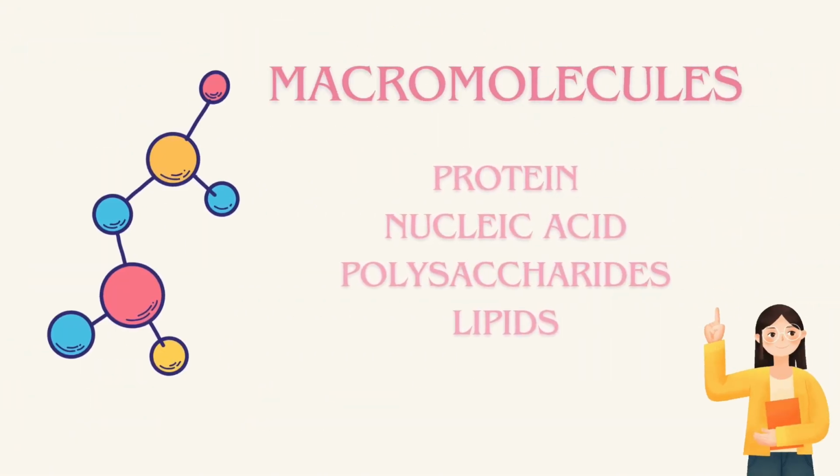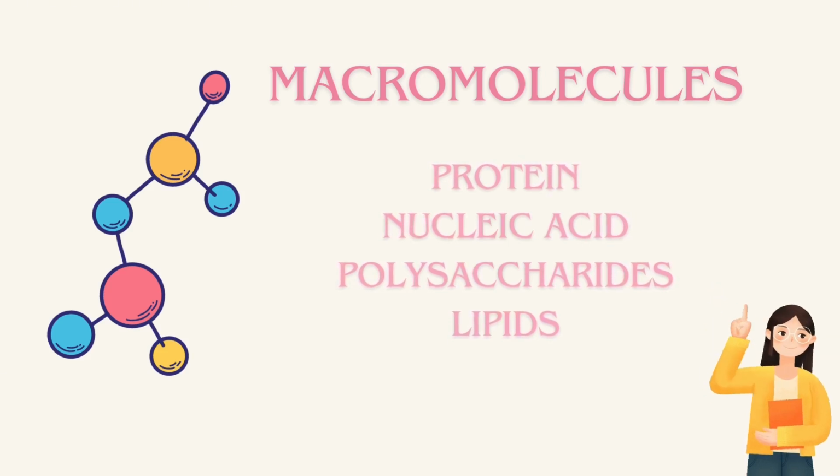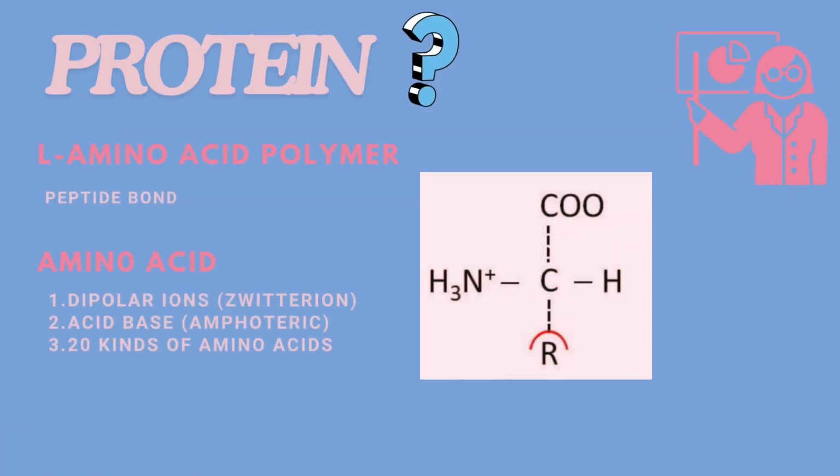Hello everyone, we are from Group 7. In this video, I will explain about cells and macromolecules. The topics that will be discussed are proteins, nucleic acids, polysaccharides, and lipids. The first thing is protein.